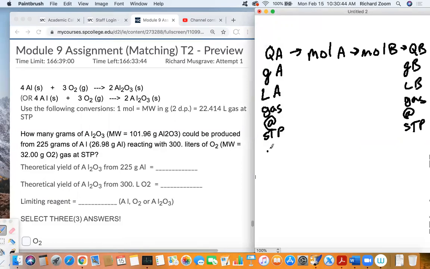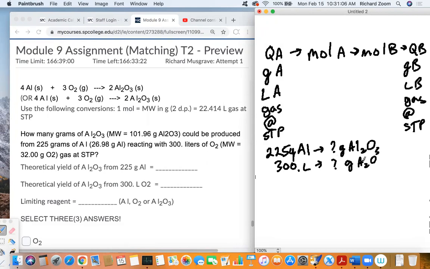We can start out with 225 grams of Al and ask ourselves, how many grams of Al2O3? So we can get this theoretical yield here. And the other one is the 300 liters, and we ask ourselves how many grams of Al2O3 we're getting from that. By the way, this is also in the soft chalk. I didn't show you these problems, but they're there as well if you want to look at them. But whichever one is smaller, that's the limiting reagent.